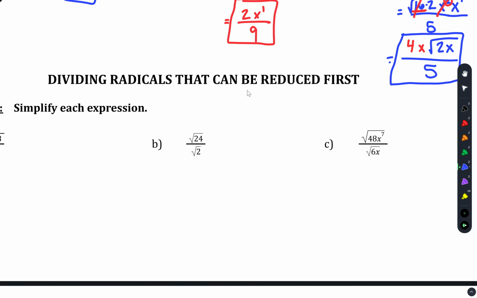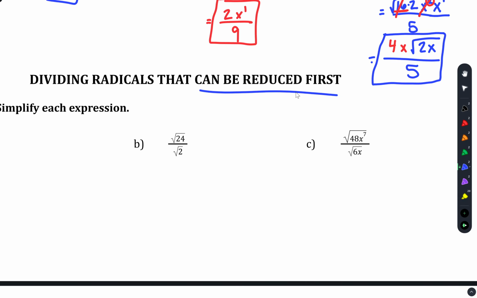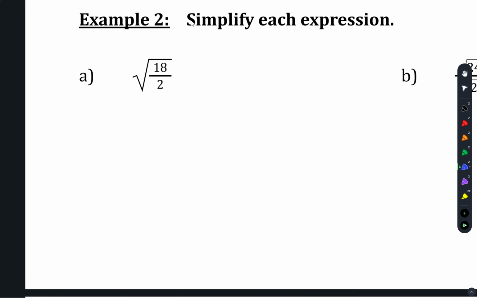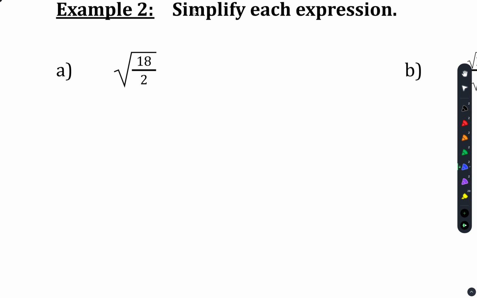Sometimes they can be reduced first, which means if I take a look at something like this, the square root of 18 over 2, can we simplify that fraction first? What does that fraction simplify to? Perfect. So instead of saying the square root of 18 over 2, I'm going to write this as the square root of 9. What is the square root of 9? Look at how nice and easy that one was, because we could simplify it first.